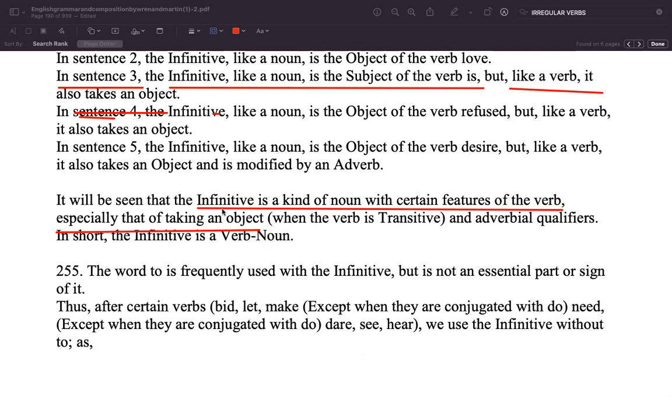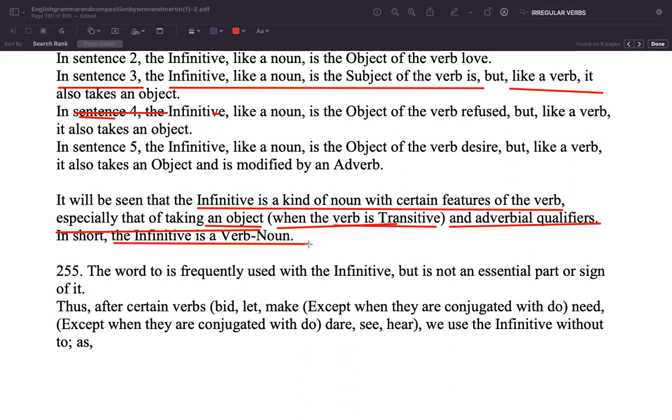Okay. It will be seen that the infinitive is a kind of a noun with certain features of the verb, especially that of taking an object. Infinitive क्या है? A noun with certain features of the verb, especially that of taking an object, when the verb is transitive. With adverbial qualifiers, in short, the infinitive is a verb noun or verbal noun.